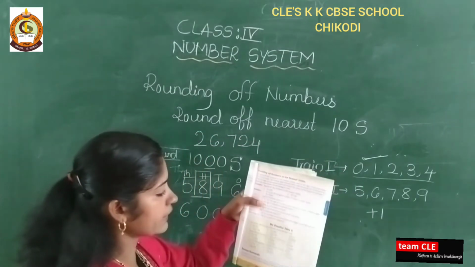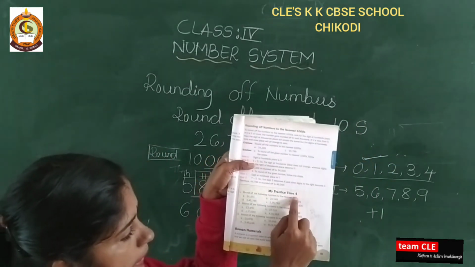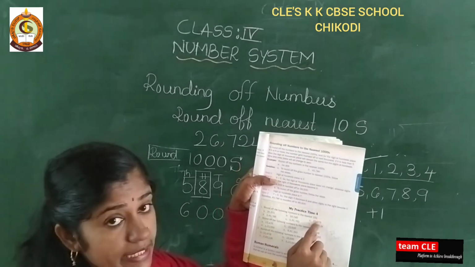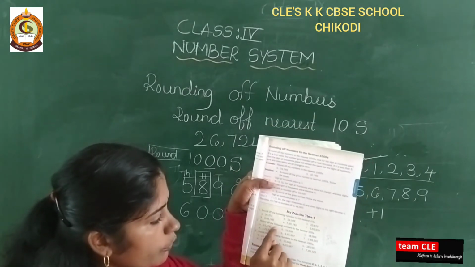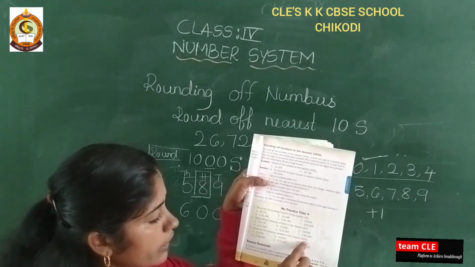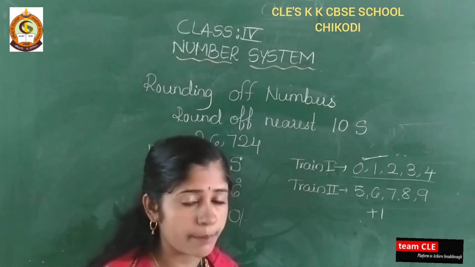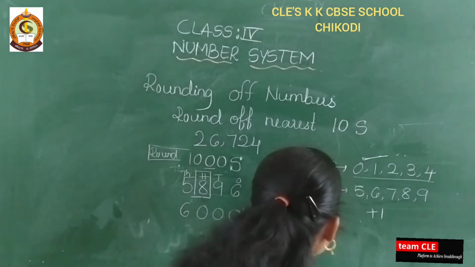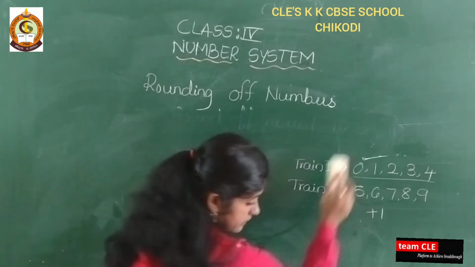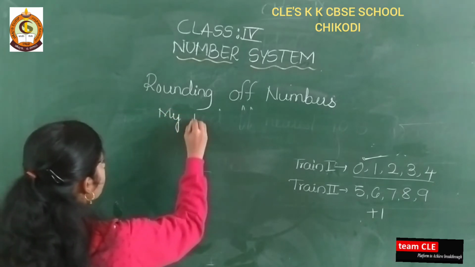See here, my practice time 4 is there, page number 89. So the first question is round off the following numbers to the nearest tens. Okay, round off the following numbers to the nearest hundreds, round off the following numbers to the nearest thousands. So here 6 examples are there. Among them I will solve here 3 examples. So let us solve my practice time 4.